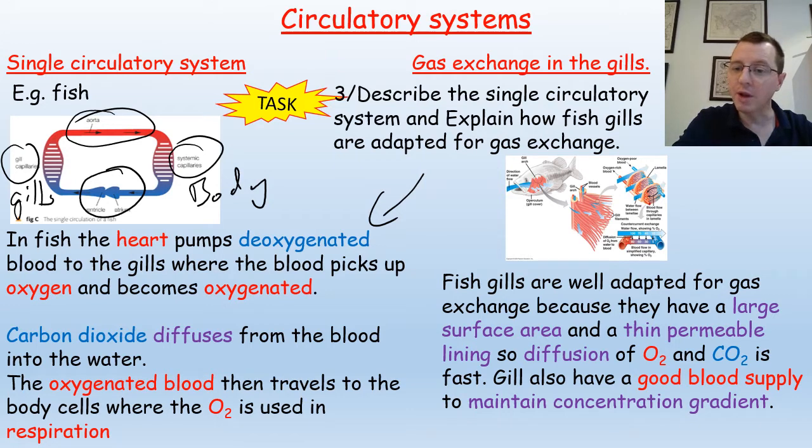Fish gills are very well adapted for gas exchange because they have a very large surface area and a very thin permeable lining, so diffusion of oxygen and carbon dioxide is fast. The gills also have a good blood supply to maintain the concentration gradients, which, as you remember from diffusion, are important to maintain a high rate of diffusion if we have a large difference in the concentrations where you're moving from and to. And your exam phrase there: maintain the diffusion gradient, or maintain the concentration gradients.